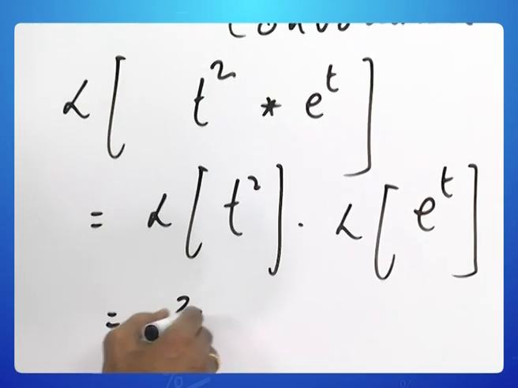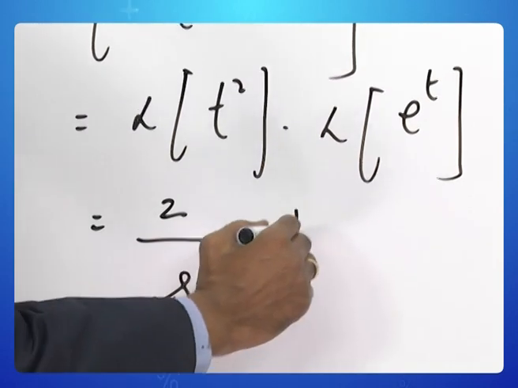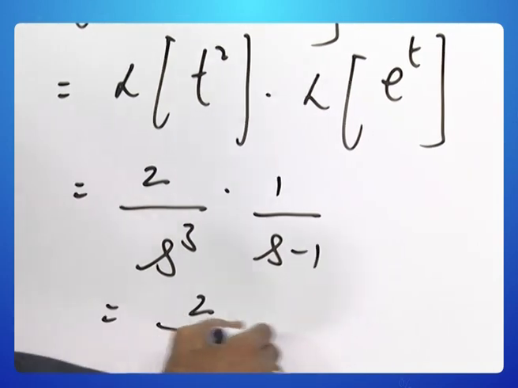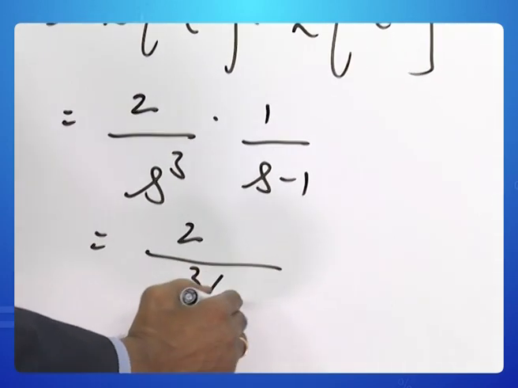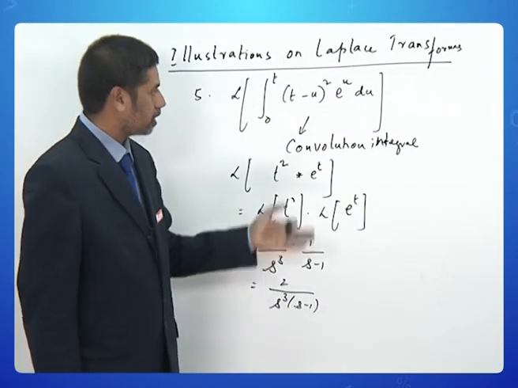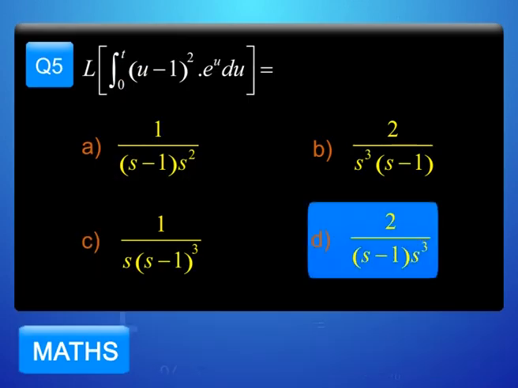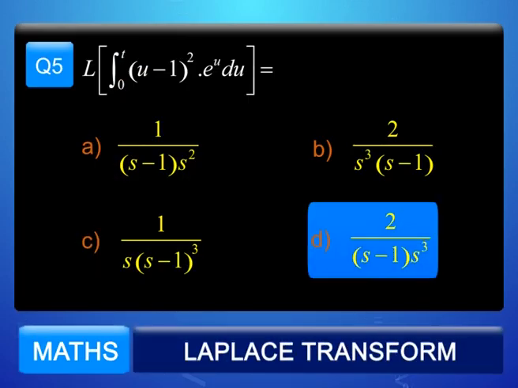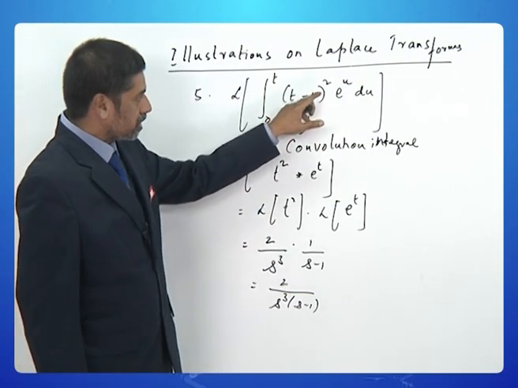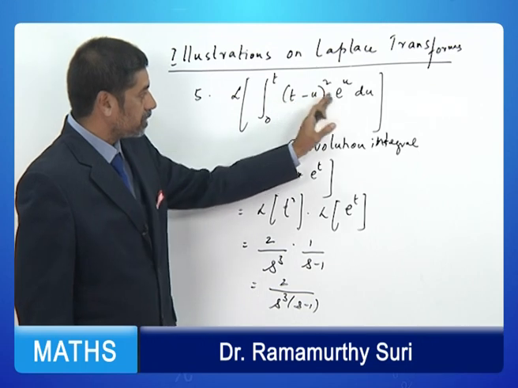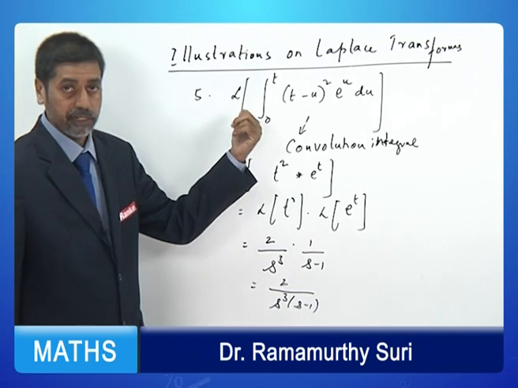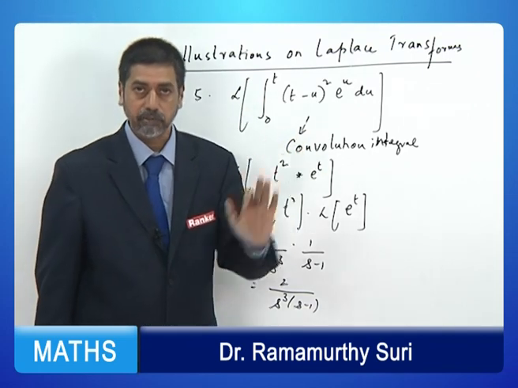So this is nothing but 2 by s cube into 1 by (s minus 1). So 2 by s cube into (s minus 1). So very simple, otherwise you land into problem. The correct option is D for this. Students who are not aware of this technique will get trapped in expanding this, multiplying this. You'll get 3 terms, and then you have to integrate that, and then you have to take transform using linearity. That would eat away more than 10 minutes of time.